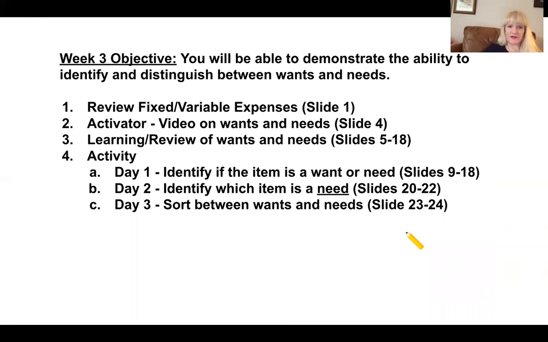So during this week, we're going to review fixed and variable expenses, which I just showed you. We're going to watch a video on wants and needs, and you'll see that slide in a second. We're going to do some more review of wants and needs, and then we'll have 3 days of activities. On one of the days, we'll identify if an item is a want or a need. We'll choose items that are needs, and then we'll finally sort between wants and needs.